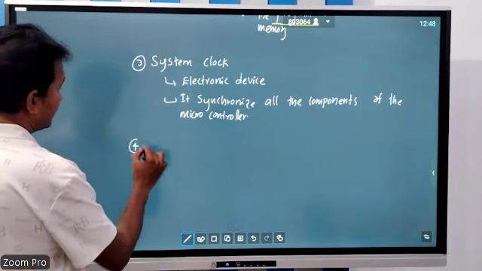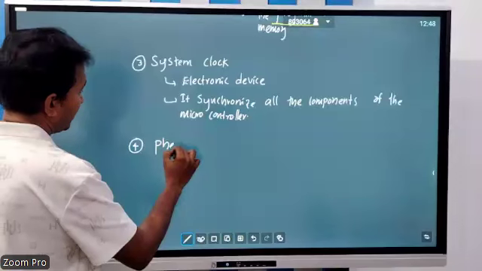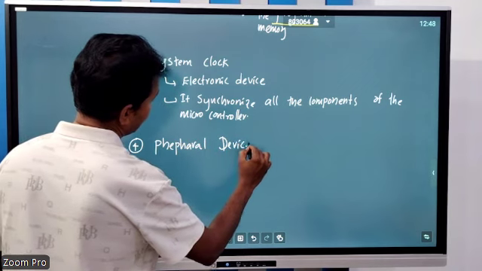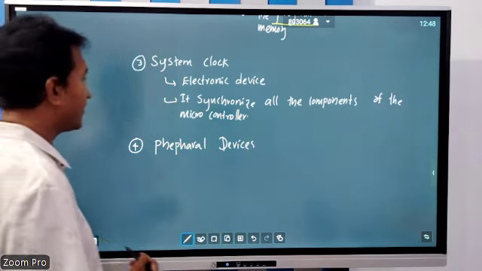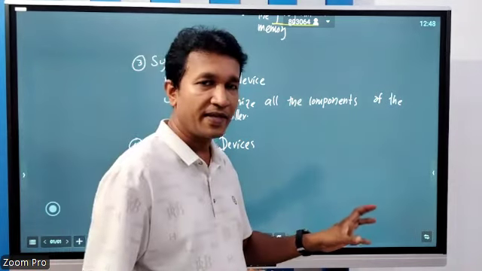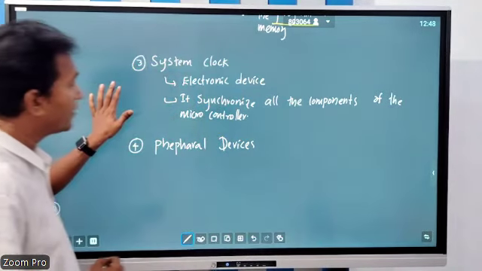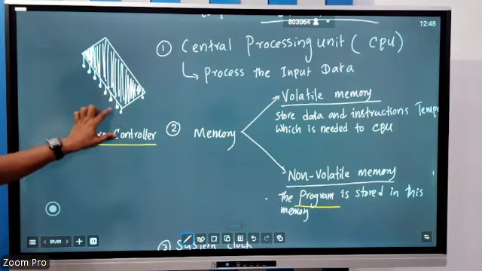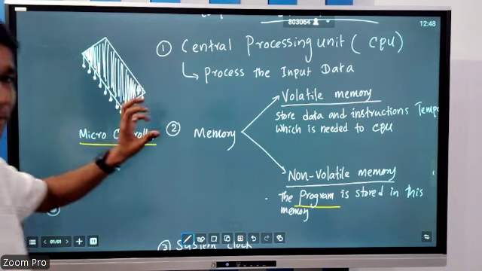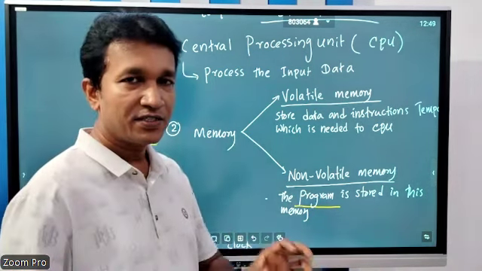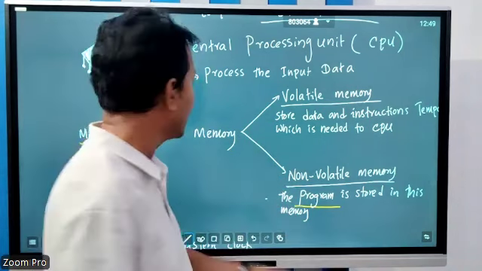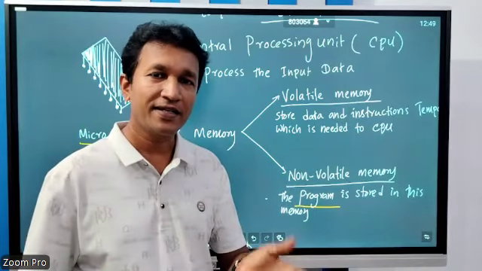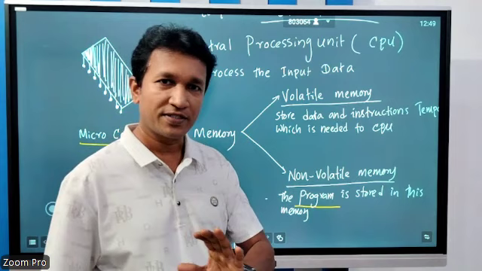The last one is peripheral devices. What is the meaning of peripheral devices? I drew that microcontroller. There is a set of pins. What are the pins on a microcontroller circuit? Those are the peripheral devices. What will happen with these pins? They will get the inputs and give the outputs, right?